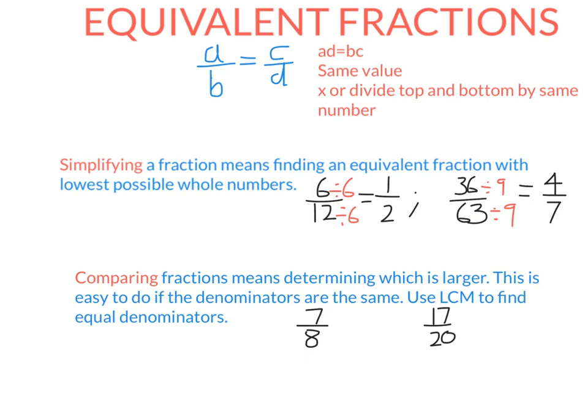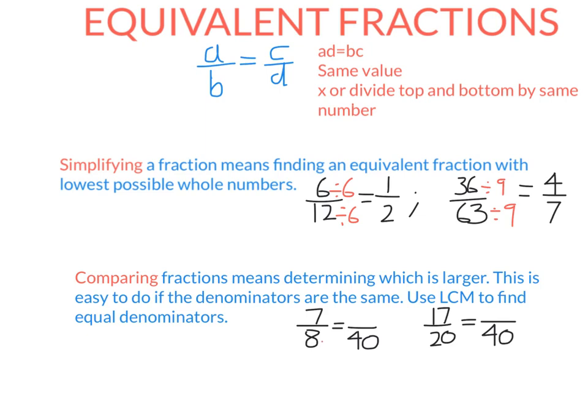So how do I know which denominator? What denominator do I make this? Well, I use the lowest common multiple. The lowest common multiple of 8 and 20 means the lowest number divisible by both 8 and 20. That's actually 40. What I'm going to do is find an equivalent fraction of 7 over 8 with denominator 40. I'm going to do the same to 17 over 20. I'm going to find an equivalent fraction whose denominator is 40. This fraction and this fraction will be easy to compare.